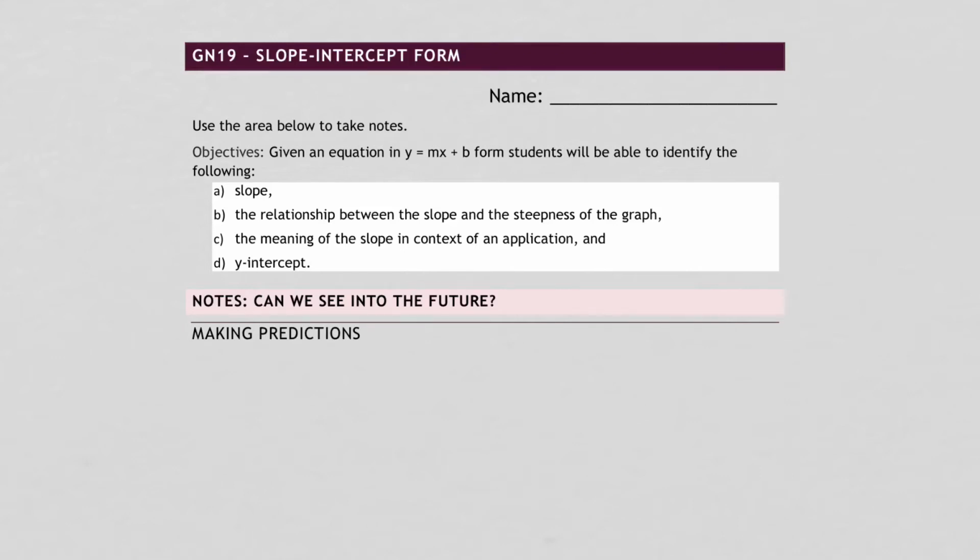Now we're going to take a look at slope-intercept form. That's in the form y equals mx plus b, where m is your slope and b is the y-intercept, or the initial amount, and the slope is the rate of change. So we need to be able to find the slope, the relationship between the slope and the steepness, the meaning of the slope, and the y-intercept.